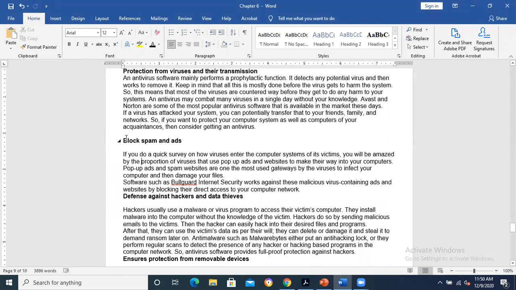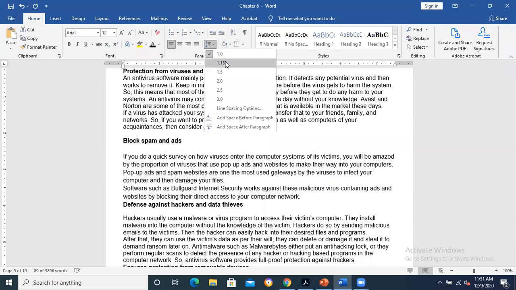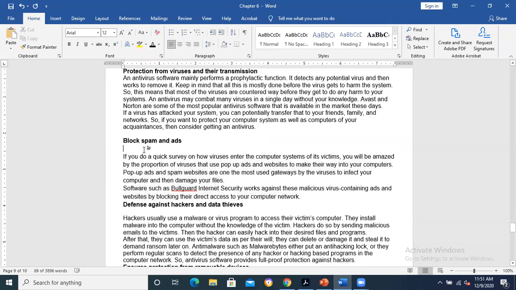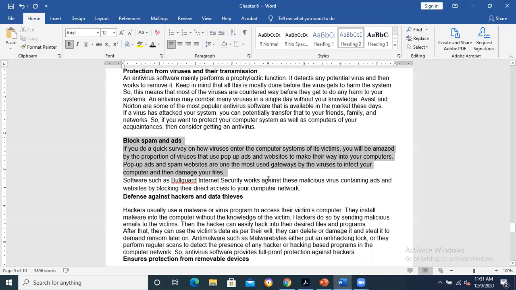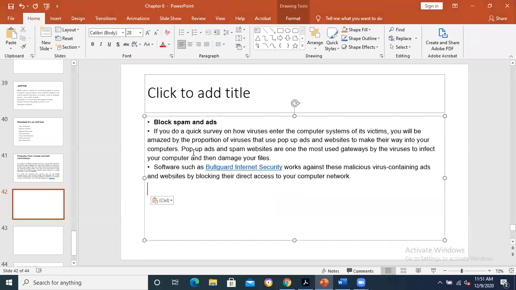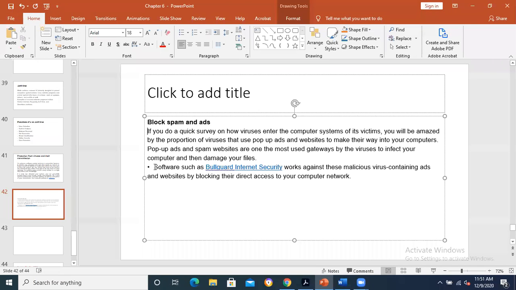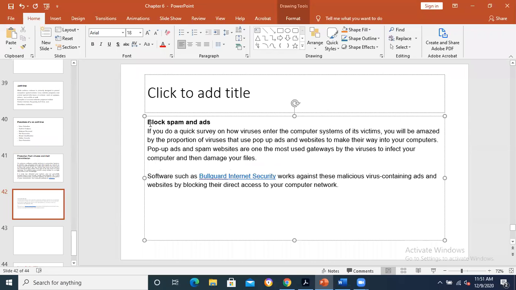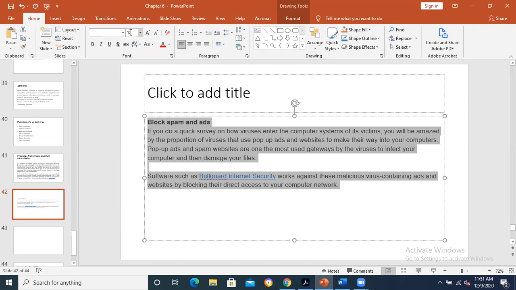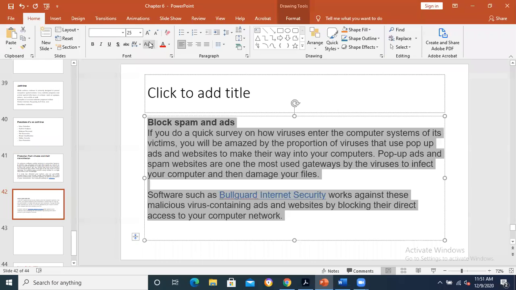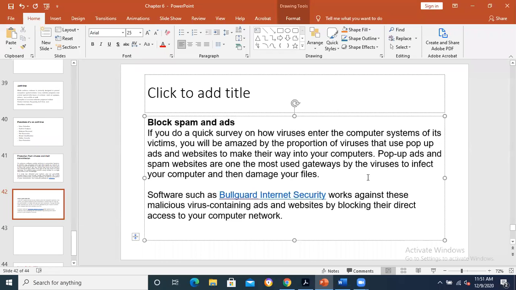Now, it also blocks ads and spams. Why? Because ads and spams are a major source of spreading viruses. It is a key source of spreading viruses. That's why you have seen that your antivirus is going to take action against such things as well. It is going to block the ads. What will an antivirus do? Block spam and ads.